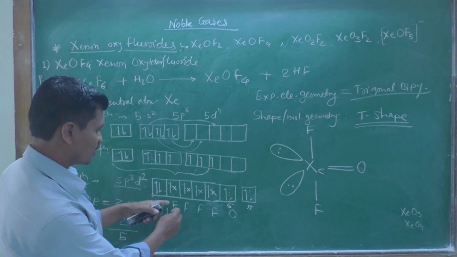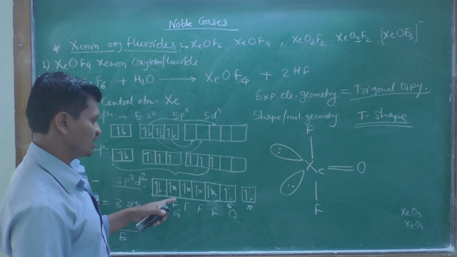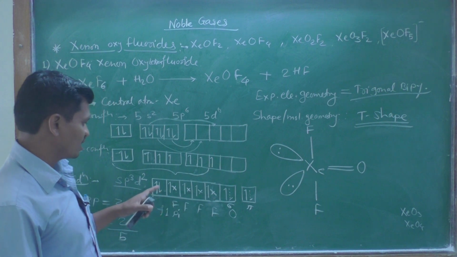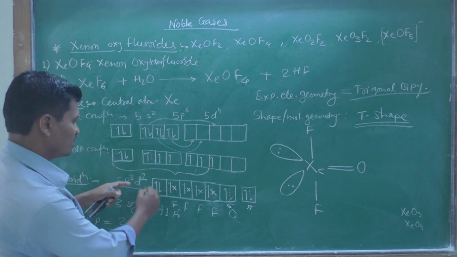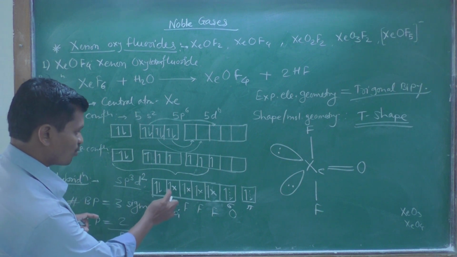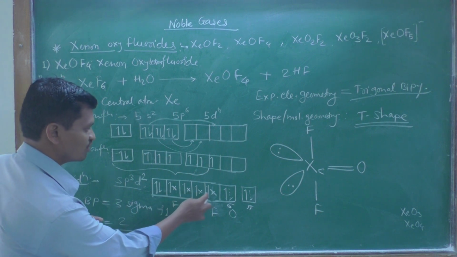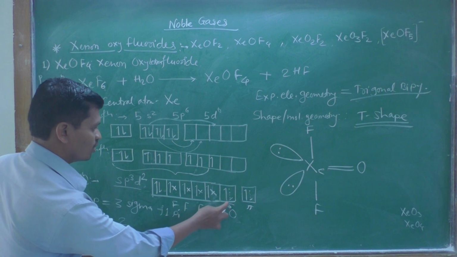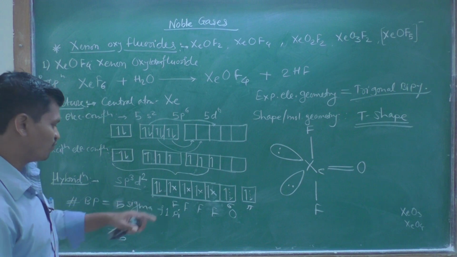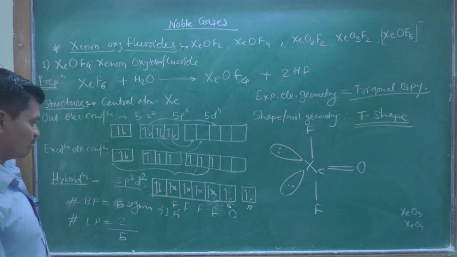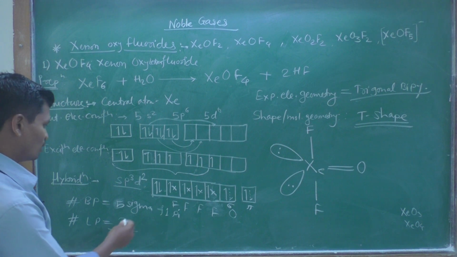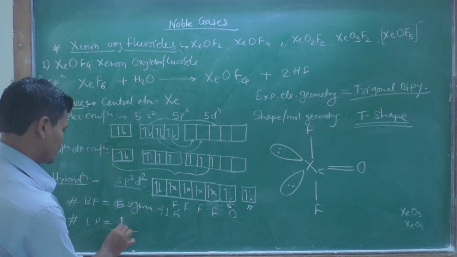And there are 4 fluorine atoms, 1 2 3 4. The electrons are shown by crosses for fluorine electrons. So this is the situation, and only one lone pair of electrons is there. So the number of bond pairs now: 1 2 3 4 5, 5 sigma and 1 pi bond is there. And the lone pair is only 1.